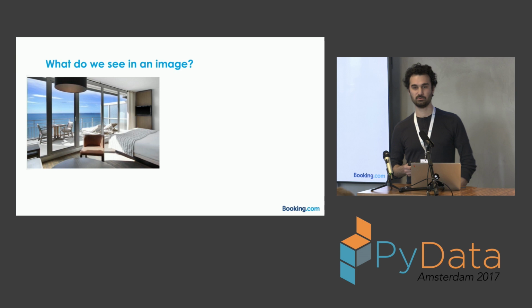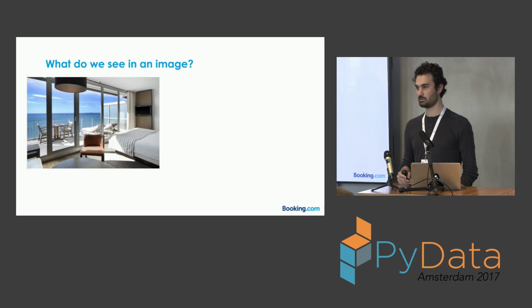So what do we see in images? Actually, this is a very easy and also very difficult question. When I have a look at this image, I can see that there's a chair, a TV, a bed, a balcony, a lamp on the ceiling. But for Booking.com, what makes a difference or not is another question, right?